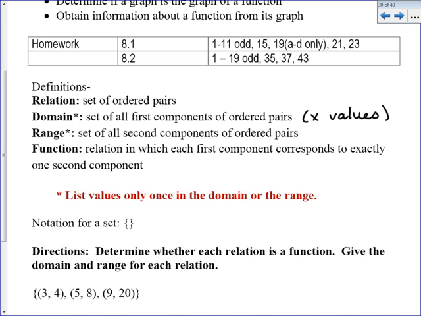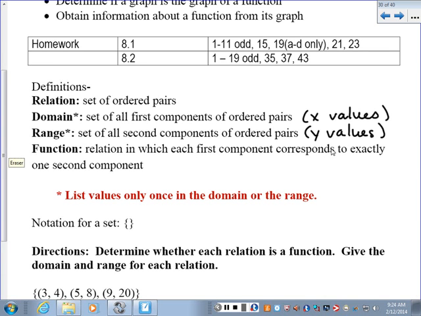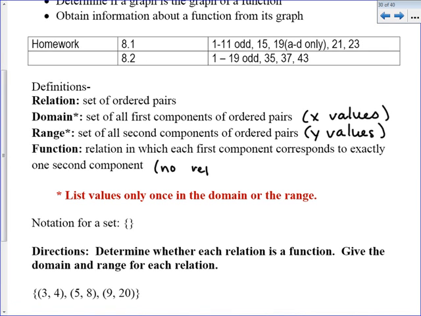Range is the set of all second components. More generally, that's our y values. And when we're looking at whether or not something is a function, we're seeing if each first component corresponds to exactly one second component. So what that means is there's no repeated x values. So if I'm looking at, for example, an ordered pair, and in my set I have the pair 2, 4, and then I have the pair 2, 5, I repeated the x value of 2. So we know that's not a function.